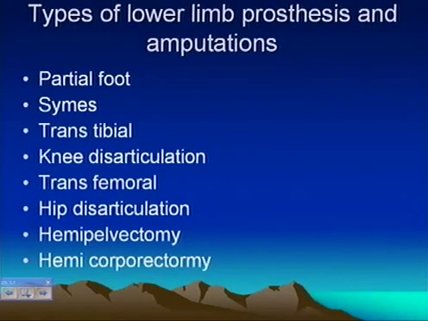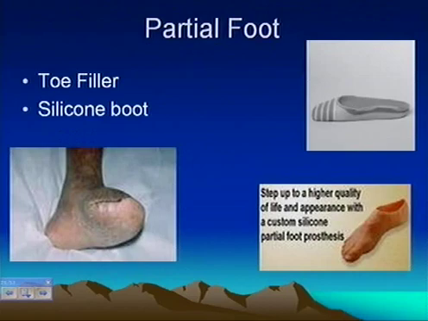Of the different types of lower limb prosthesis, there's the partial foot, the Symes, transtibial, knee disarticulation, transfemoral, hip disarticulation, hemipelvectomy, and hemicorporectomy. This slide is showing you some of the different partial foot devices that we can make. This here is a typical toe filler, or I'm sorry, a partial foot. The patient's probably lost their toes due to diabetes or poor circulation. You can see the skin is somewhat dry and cracking, so this is probably a diabetic patient.